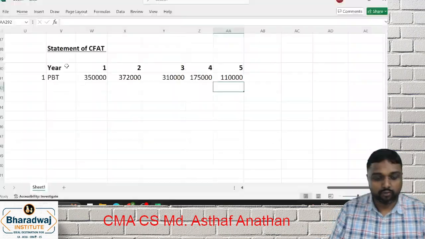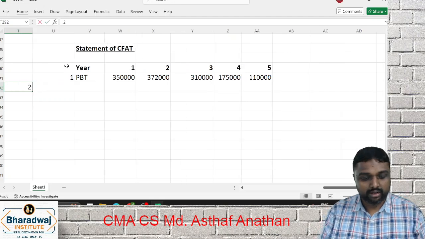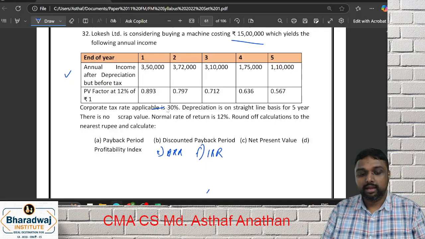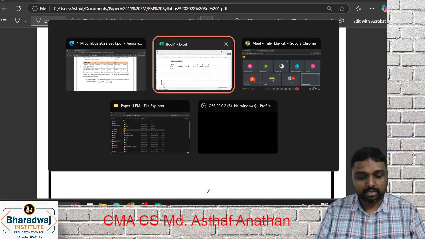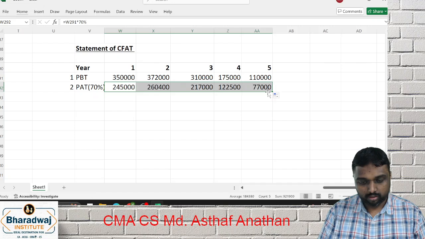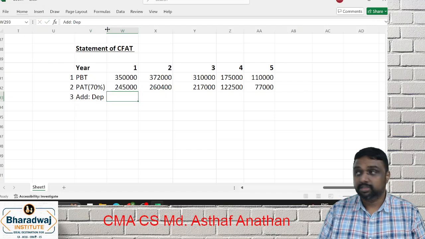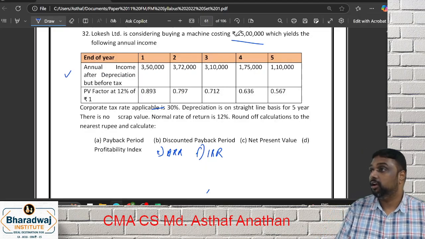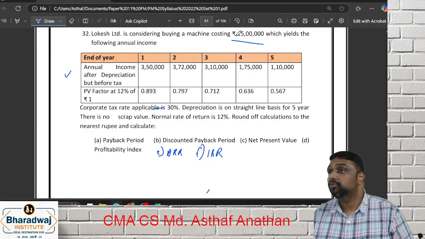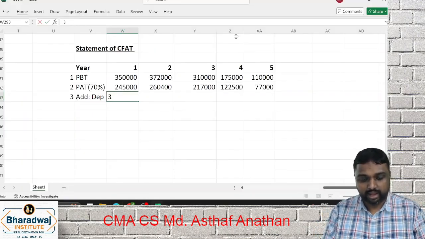Yes. Now we will go for the numbers. First we will go for PAT. Tax we know, so directly I will write PAT. What is PAT? We know the shortcut. If tax is 30%, PAT will be 70%. Now you have to add depreciation. Depreciation is not given, we have to find it out. 15 lakh, no scrap value. Useful life is 5 years. So 15 lakh divided by 5, you will get 3 lakh.